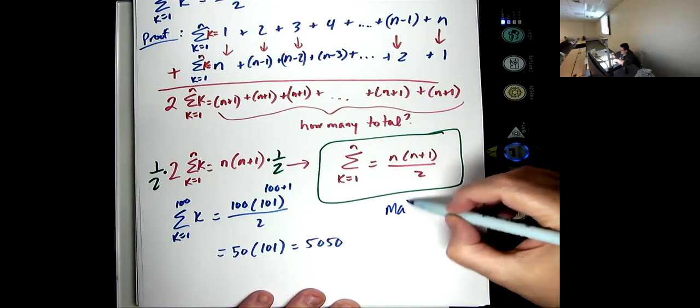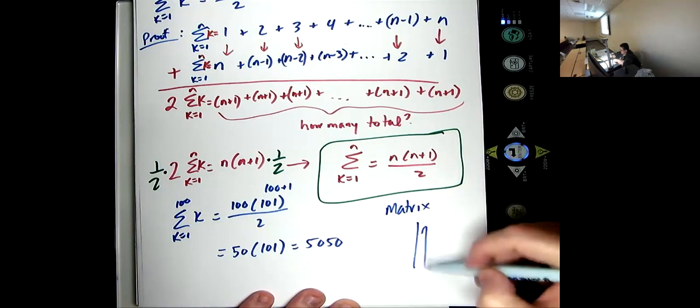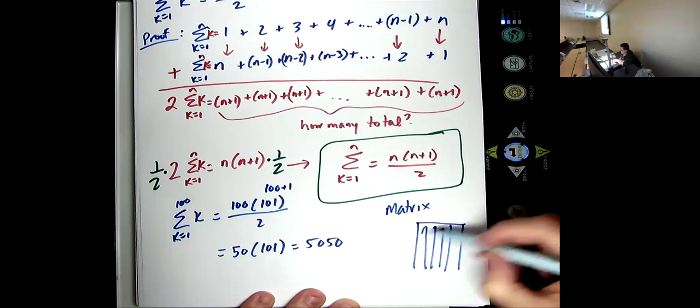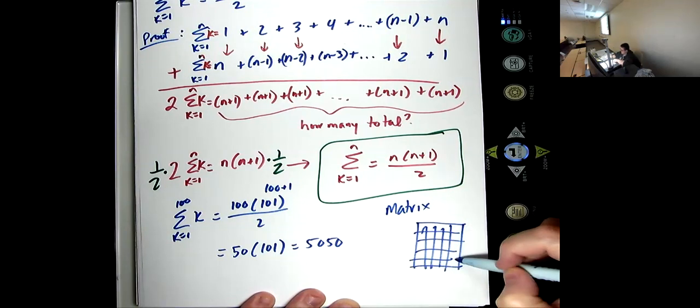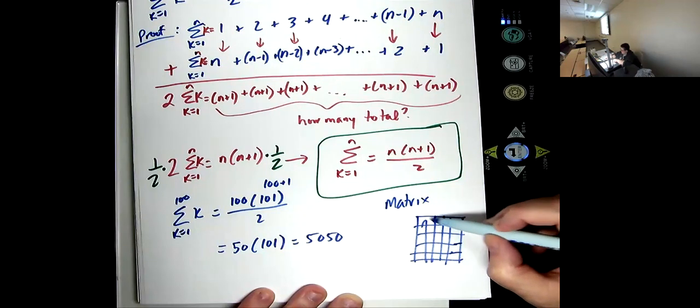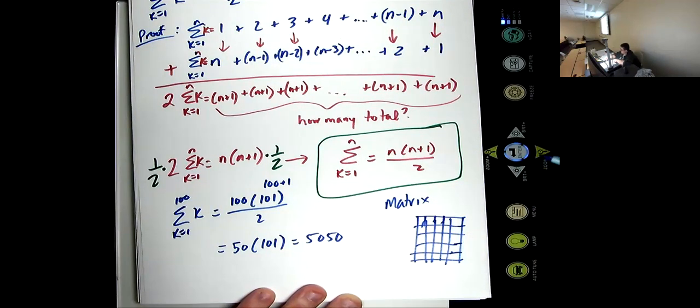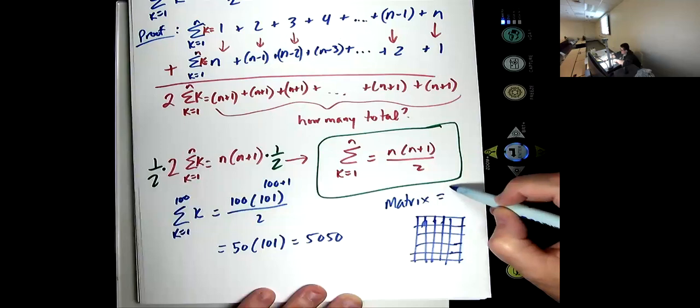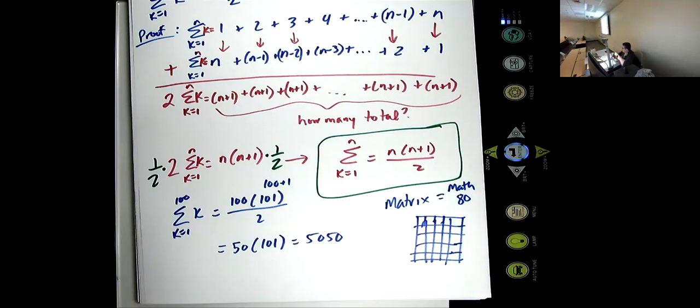A matrix is like a tic-tac-toe board. It's a grid, it's graph paper. I would just call this a formula. It's what you'll do in Math 80. It's good for a lot of stuff in computer science. Your TV screens or your computer screens are grids.